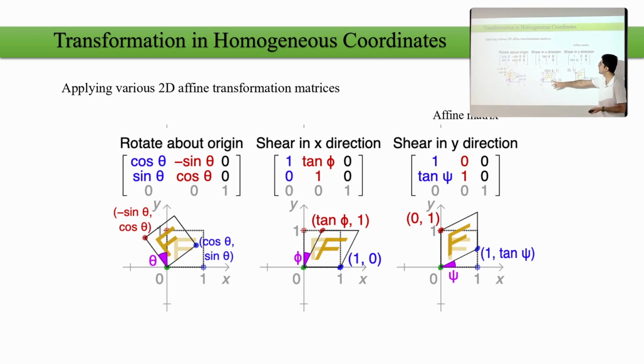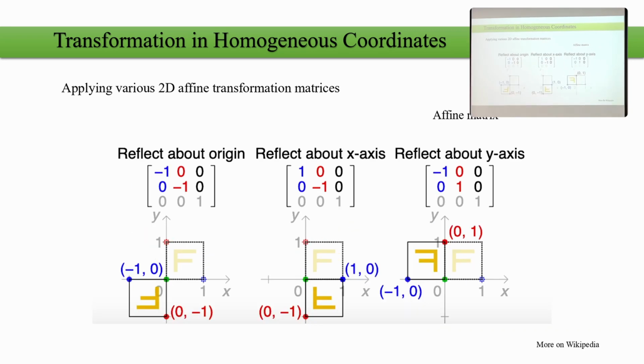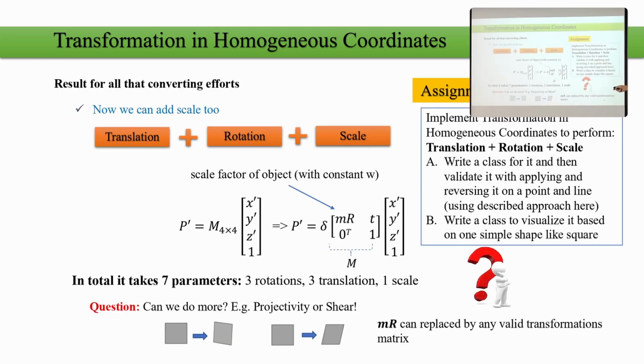So if you want to shear it in the x direction or the y direction, you just need to add it in the matrix that we have. If you want to reflect it, you can add this form of matrix about x, y, and the origin. And these are all the things that you can put in.